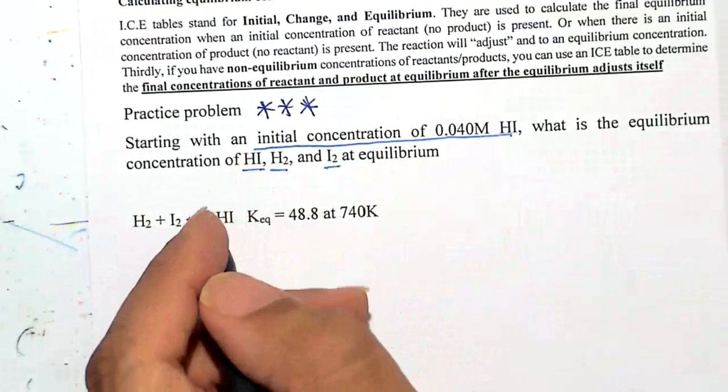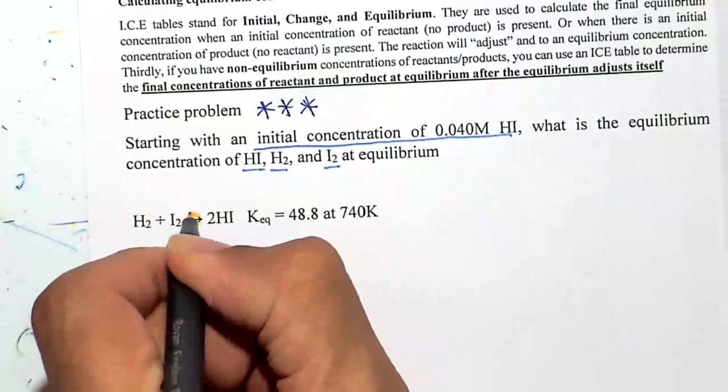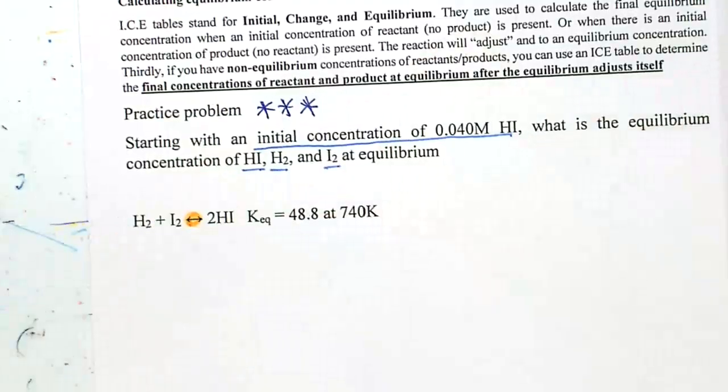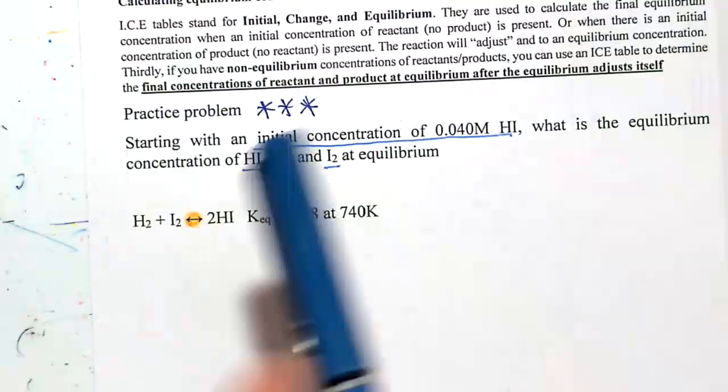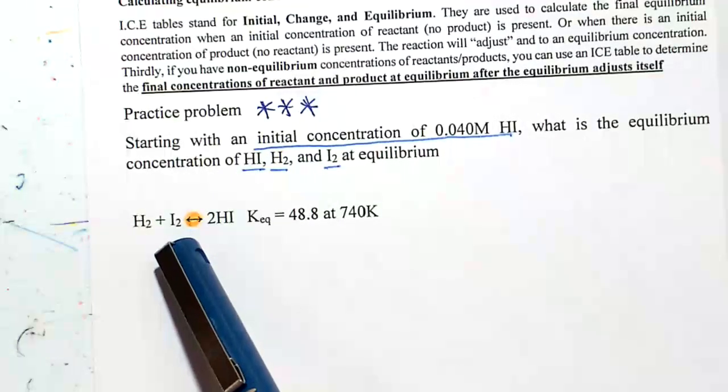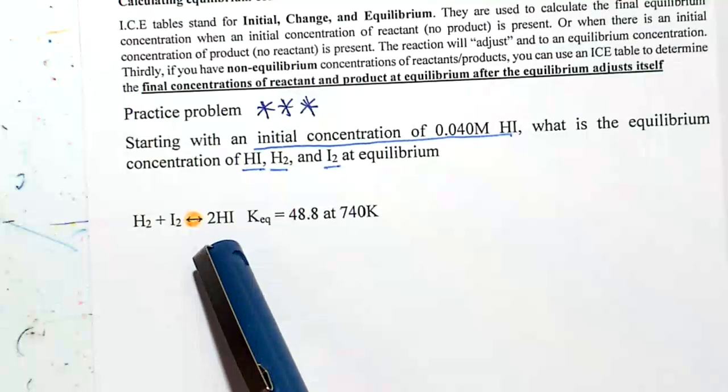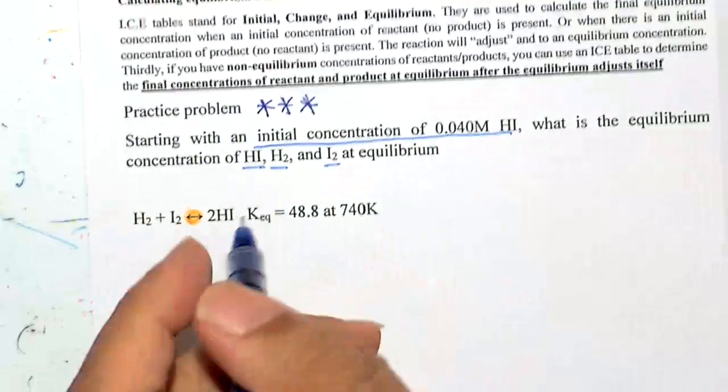Okay, according to this equation, is this an equilibrium? Yes or no? Looking at the back and forth arrows, the answer is yes. It is an equilibrium. So we have H2 plus I2 going back and forth and settling with HI.